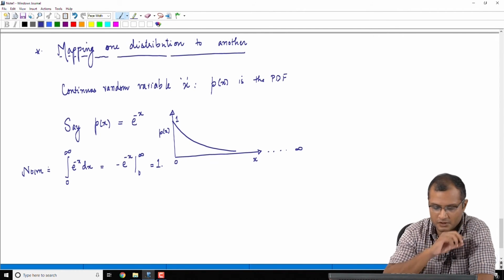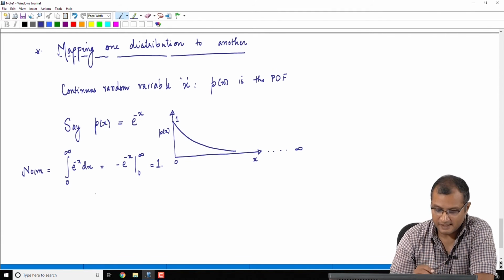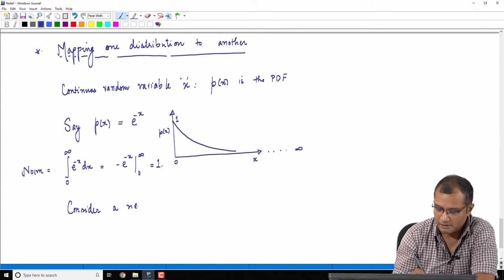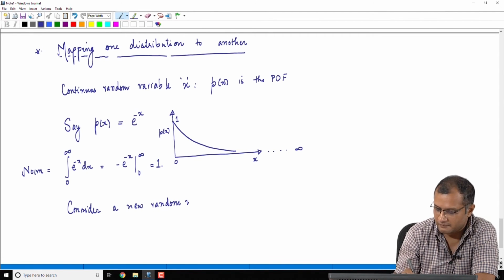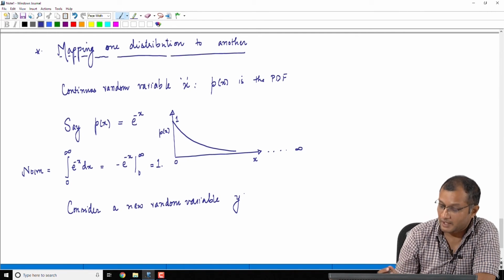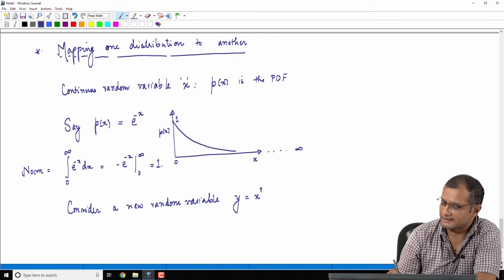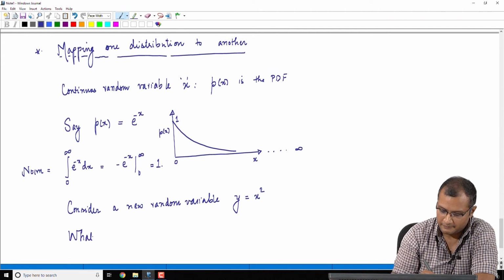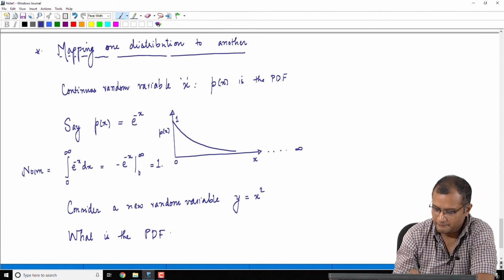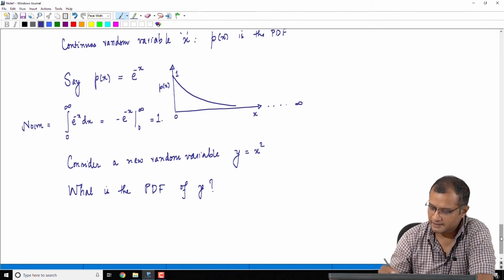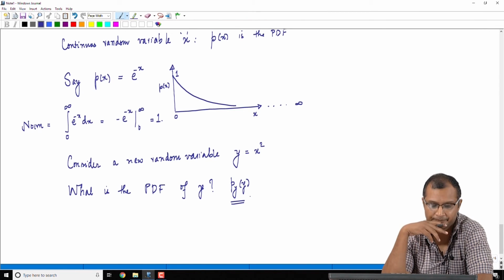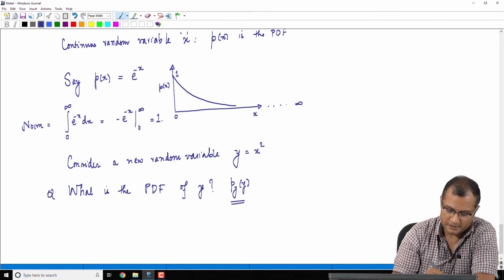is 1. So, now my question is, if p of x is e raised to minus x and that is given to you, you consider another random variable, and this is my question. Please pay attention here. Consider a new continuous random variable, let us say it is y, and this y has a relationship with x. Let us say this relationship is quadratic, y is x square. What is the PDF of y? Meaning, let us say the PDF of y is p of y, and this is a function of y. What is this p of y? It is a function of y. That is my question.